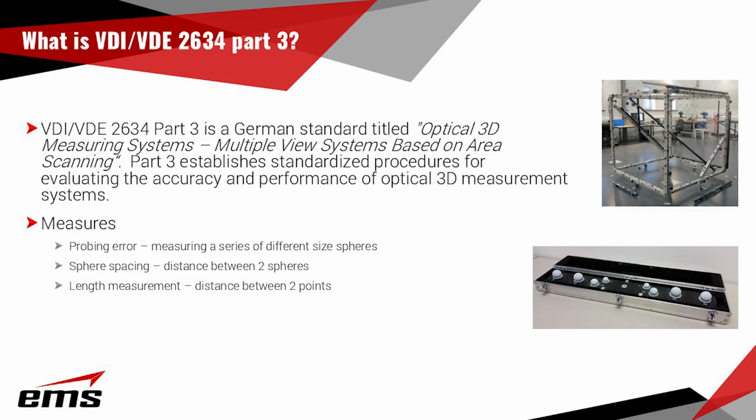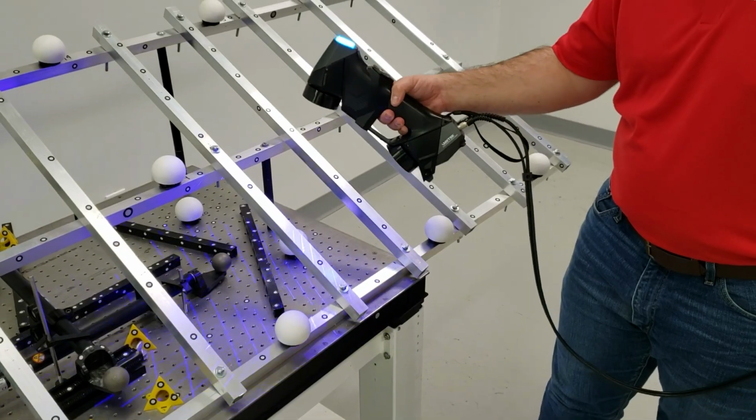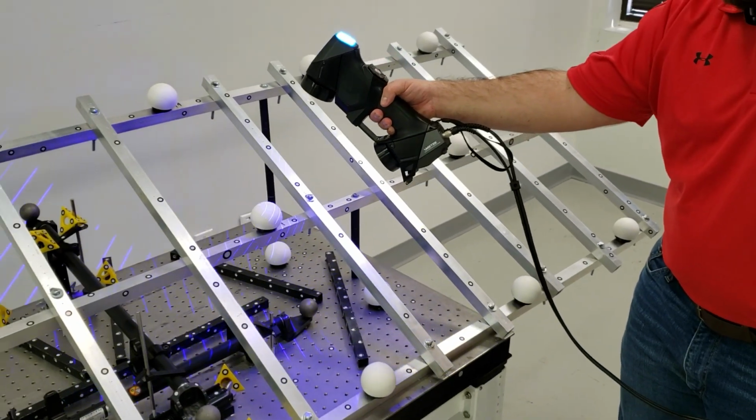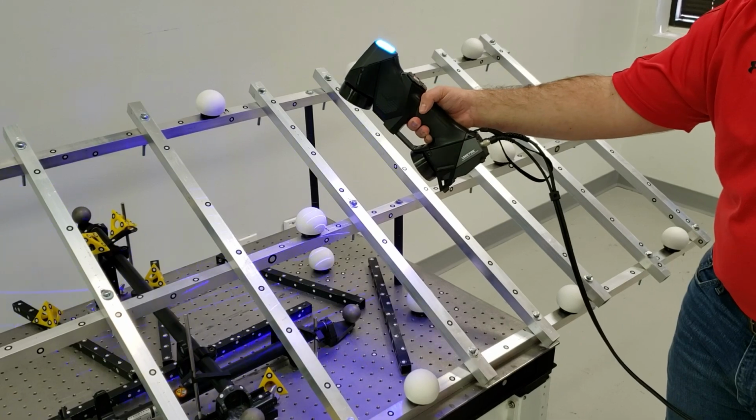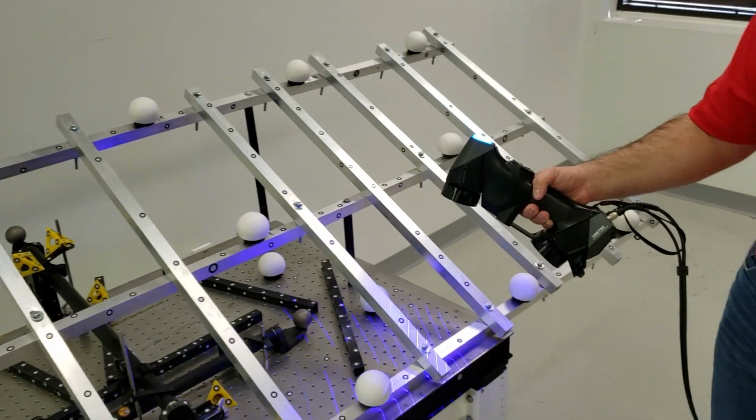All right, so let's talk about VDI VDE. Now, VDI VDE, part 3 specifically, is a German standard for optical 3D measuring systems, multiple view systems based on area scanning. Part 3 establishes standardized procedures for evaluating the accuracy and performance of optical 3D measurement systems.